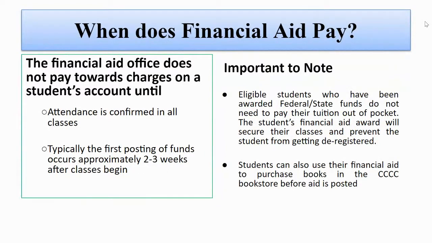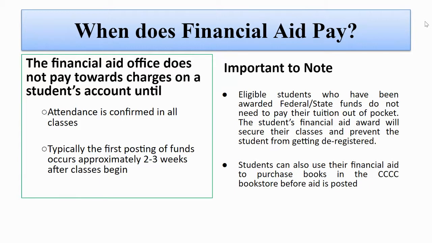The financial aid office does not pay towards charges on a student's account until attendance has been confirmed in all classes. Typically this is done about 2 to 3 weeks after classes start. So for classes that start in August, we have a refund date of around September the 15th, I think it was. For classes that just started now, that refund date is November the 12th. So anybody you have in late 8-week classes, that refund date will be November the 12th. And if they have any questions about it, we can help them find out the answers.